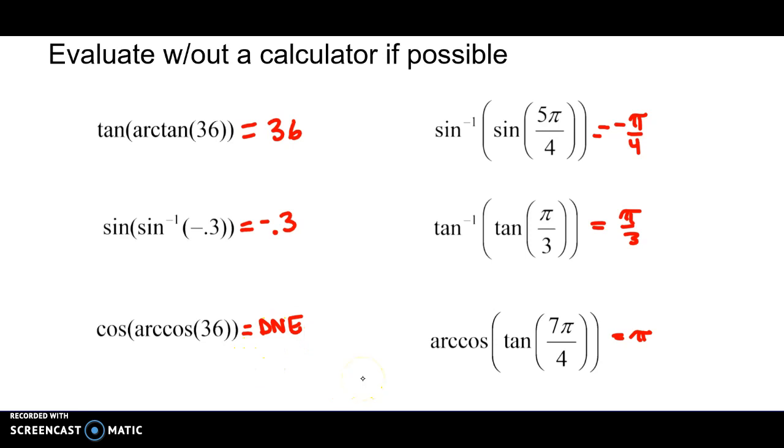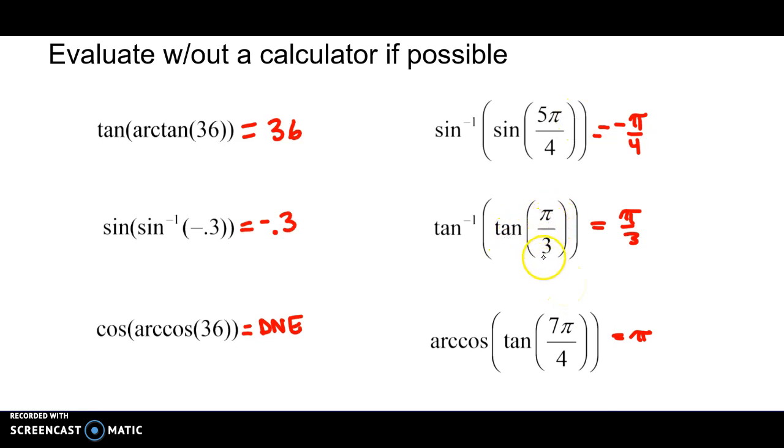Now this is reverse. I have the inverse sine of sine of 5 pi over 4. Well, the sine is negative root 2 over 2, which is in the domain of inverse sine. So therefore, it's negative pi over 4. Think about the range for inverse sine. Also, just like how we were checking if things were in the domain here, I know that the domain of sine is all real numbers. That's why it works here.